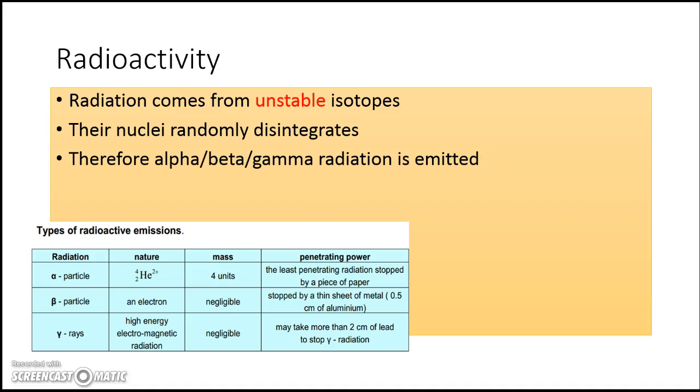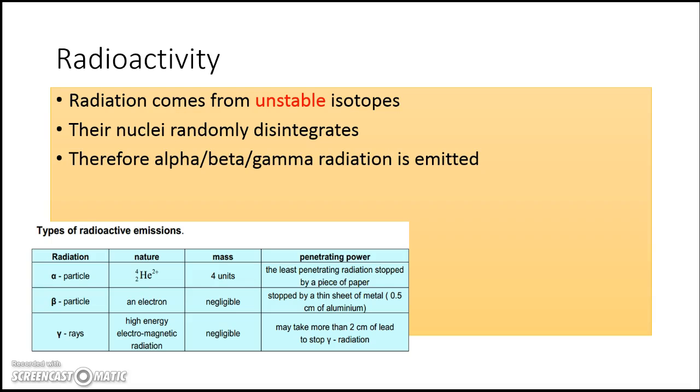Radioactivity. So, radiation comes from unstable isotopes. This is because the nuclei randomly disintegrate and emit either alpha, beta, or gamma radiation. So they have different properties, as shown by the table below. An alpha particle is a positive helium nucleus, so it has a mass number of 4, and it's the least penetrating radiation and is stopped by a piece of paper.